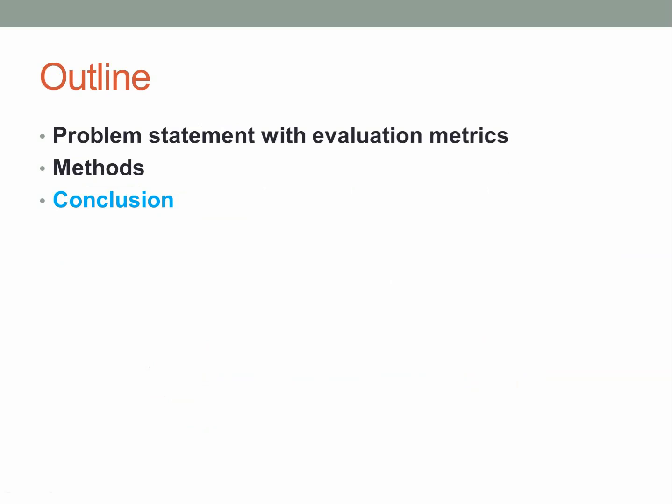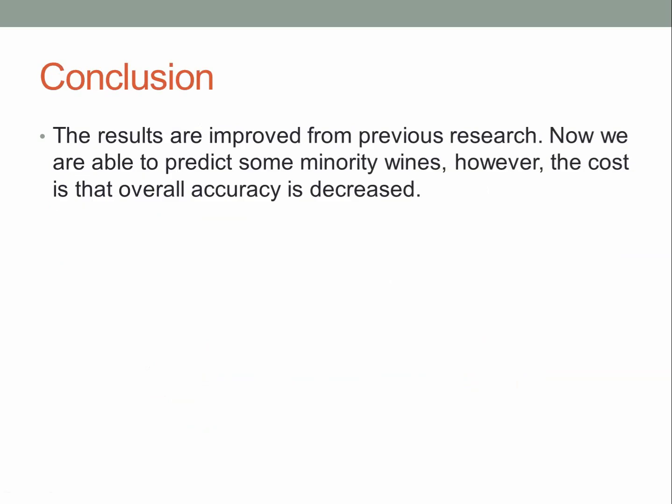So here is the conclusion. These results are improved from previous research. While we identified the imbalanced situation, we found out all the wines are predicted as 95 minus 1, and we wanted to do something about it. That's why we spent some time to dig into this and try to see how we can work with the imbalanced data set. And I also feel this is a very important topic compared with the real world scenario.